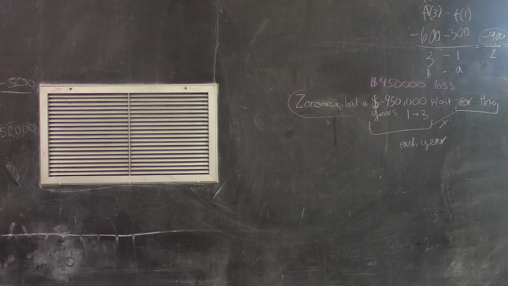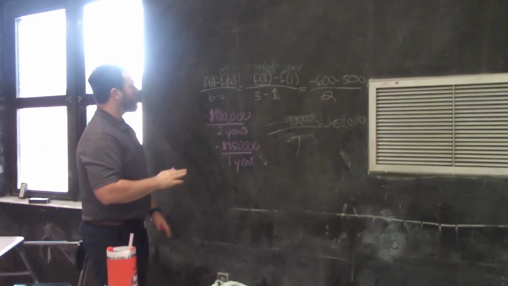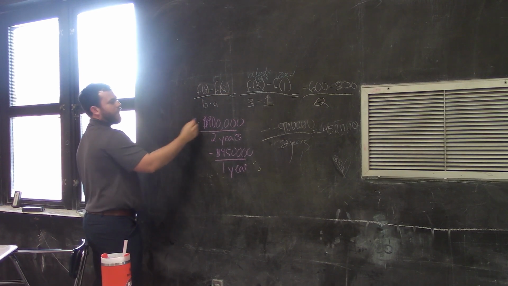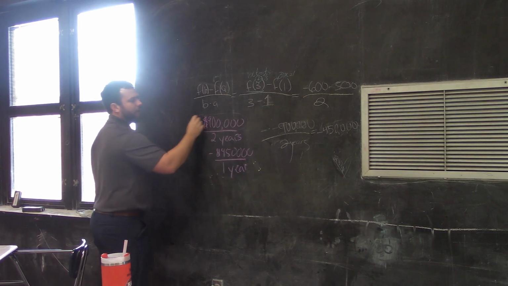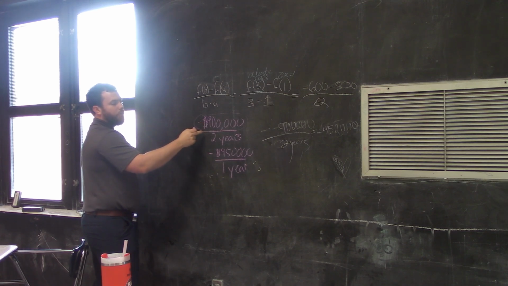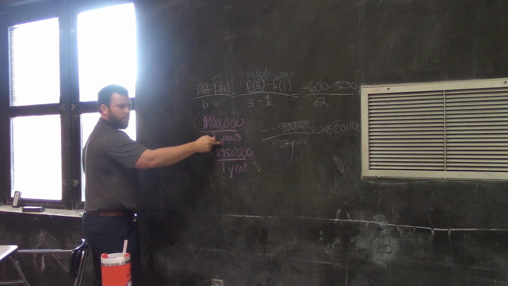If you want to do your calculations without units in there, that's perfectly fine. But math exists for the real world, not just for math's sake. So when you get that negative 900, notice how we wrote that as negative 900,000 what? Dollars. Then it was per what? 2 years. That's a slope. That's an average rate of change.